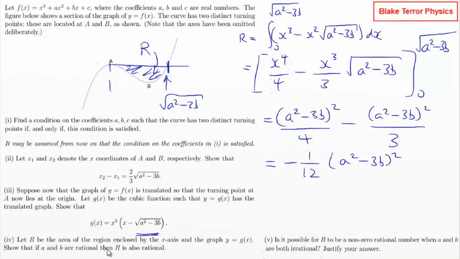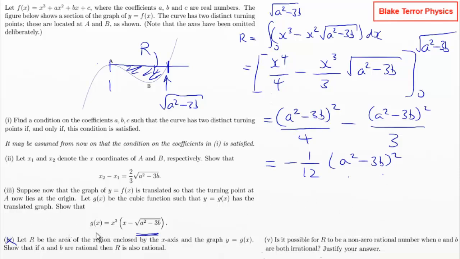So what were we trying to show? If A and B are rational, then R is also rational. Well, yeah, there we go. I mean, it's just straight there, isn't it? There's nothing irrational about any of this. We've got rational squared minus a rational is going to give us a rational.